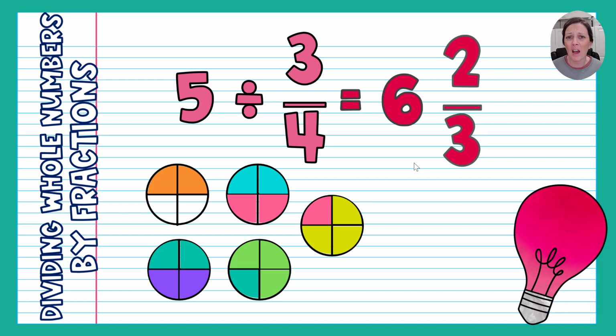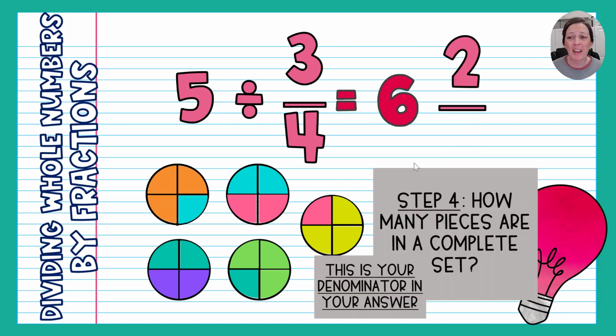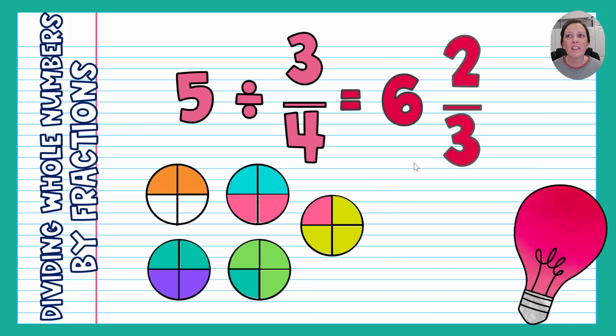And I'm going to back that up just because I went through that pretty quick, and I want you to get that number of pieces in a complete set, that's the denominator in your answer. And so here I was making sets of 3, so that's my denominator. And 5 divided by 3/4 is 6 2/3.